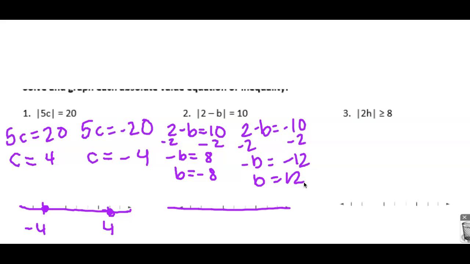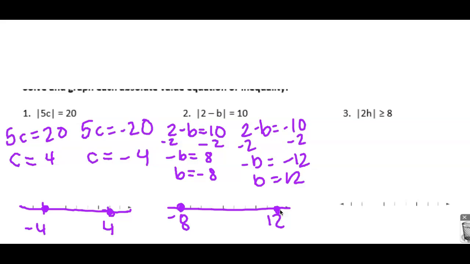So you plot 2 points on your graph. So you have negative 8 and you have 12. Both are dots on the number line. Good?